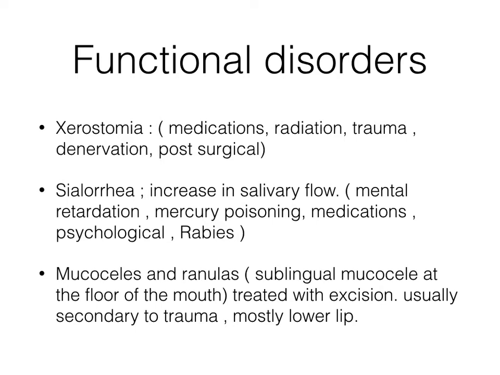Now we have mucoceles and ranulas. These are basically cystic lesions that are filled with saliva inside. They're related to trauma mostly. They could be due to obstruction and disruption of the ducts or the intercalated ducts. They usually are treated with excision, and they're most likely to be present in the lower lips rather than the upper lips.